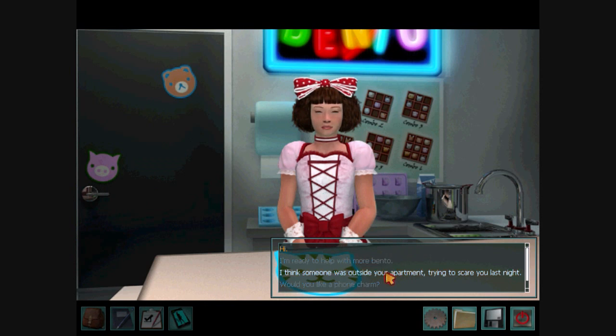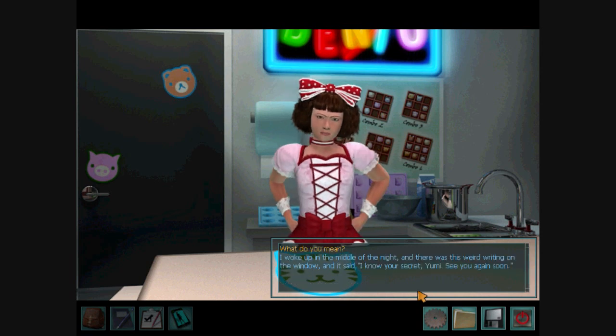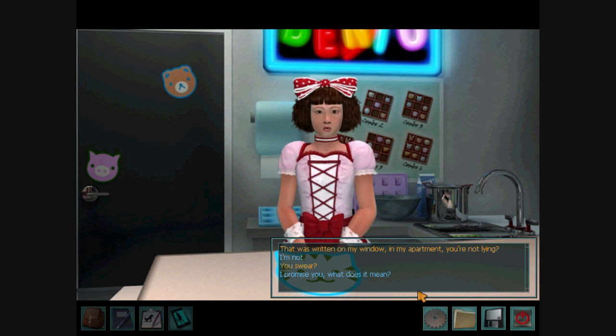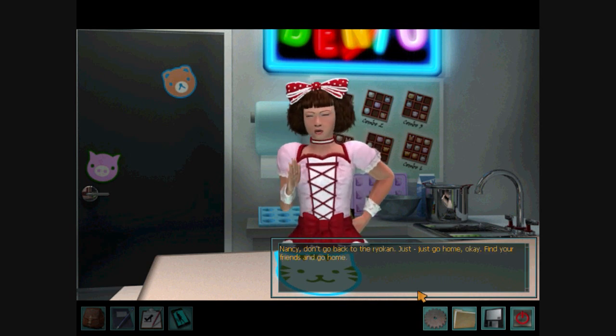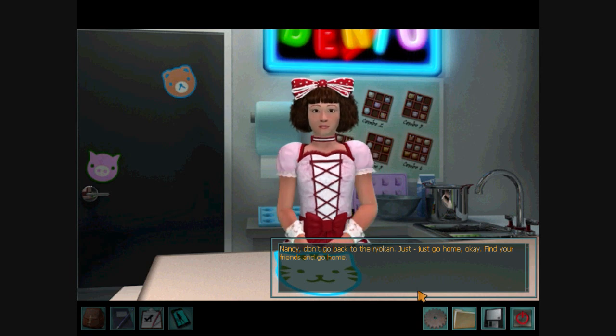Okay, what's this? I think someone was outside your apartment trying to scare you last night. What do you mean? I woke up in the middle of the night and there was this weird writing on the window. And it said, "I know your secret, Yumi. See you again soon." That's not funny, Nancy. I wasn't trying to be funny. It's true. That was written on my window, in my apartment. You're not lying? I'm not. You swear? I promise you. What does it mean? It means my grandmother is right. What was she right about? Nancy, don't go back to the ryokan. Just go home, okay? Find your friends and go home.